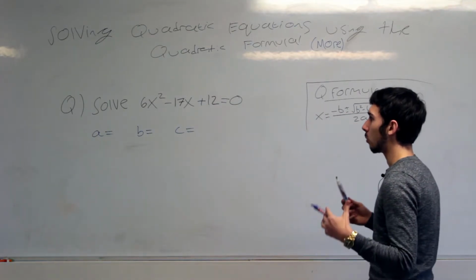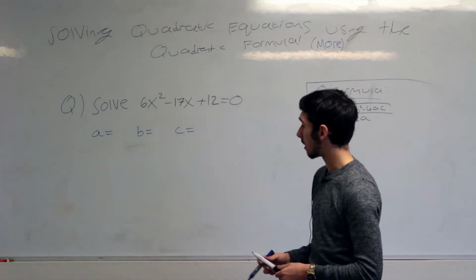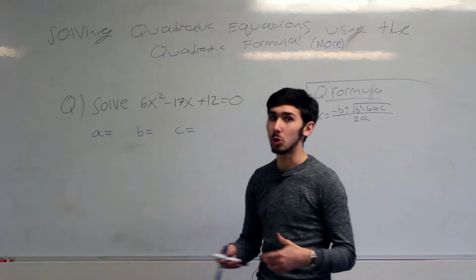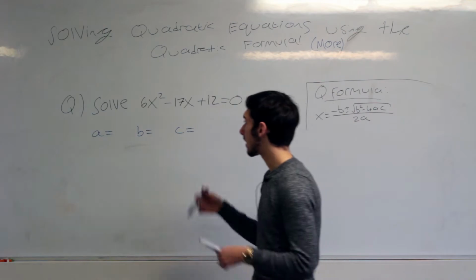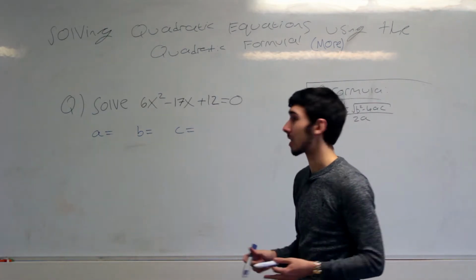We've never seen a 6 in front of an x squared before. That's quite a big number, relatively speaking, because normally we're dealing with like 1 basically. The occasional 2 comes in there, maybe a 4. 6 is quite big. So let's just identify a, b and c, and let's use the quadratic formula for this one.